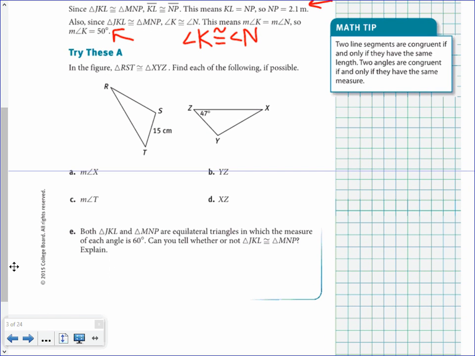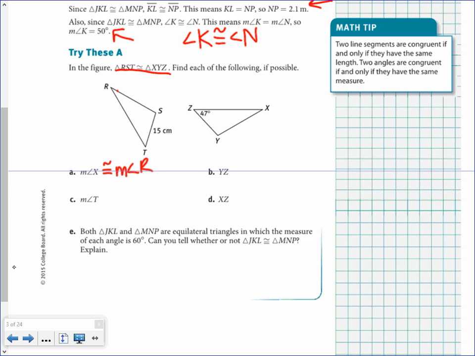In our figure, they tell us triangle RST is congruent to triangle XYZ. So the first thing you want to do is to identify your corresponding parts. So angle X is first on the right side. So on the left side, R is first. So the measure of angle X is going to be congruent to the measure of angle R. And if you look, we don't have the measure of angle R, so we can't find the measure of angle X.